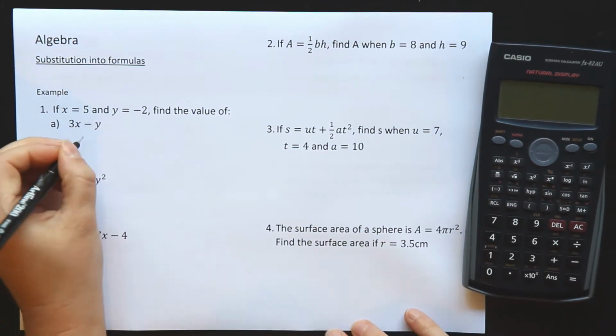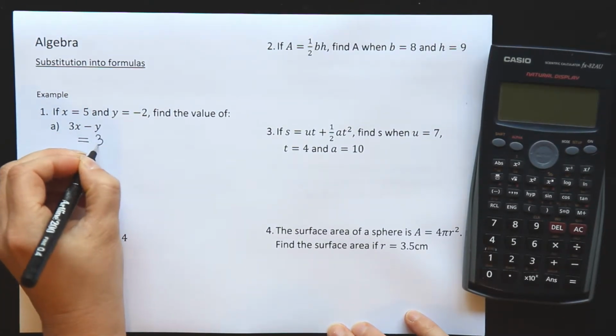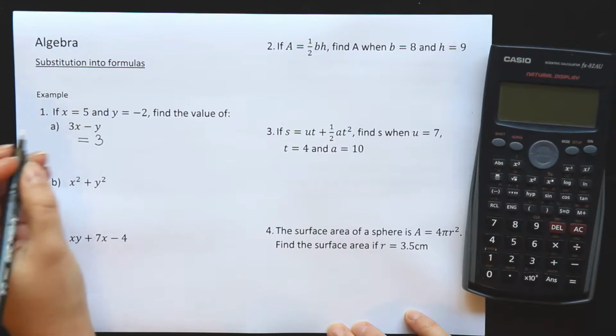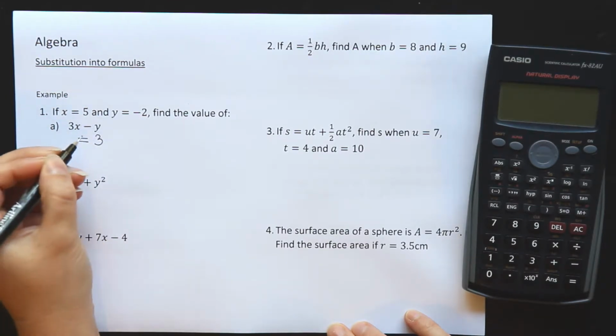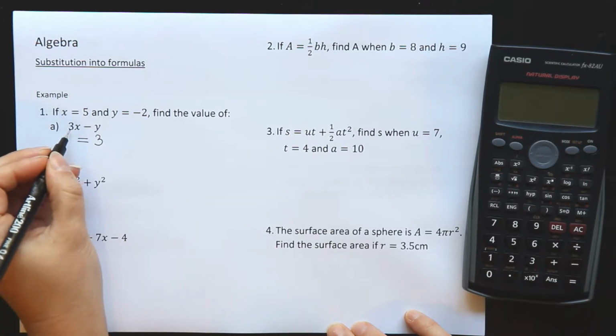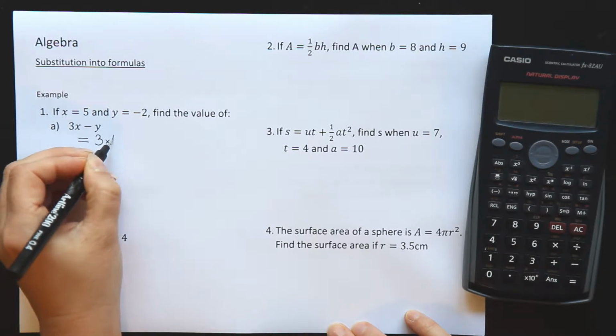So 3x, instead of the x, I'm going to replace it with a 5. Now I can't just write 5 because that would look like 35. Remember that in algebra, if numbers are written next to letters, it means multiply. So I'm going to write 3 times 5.